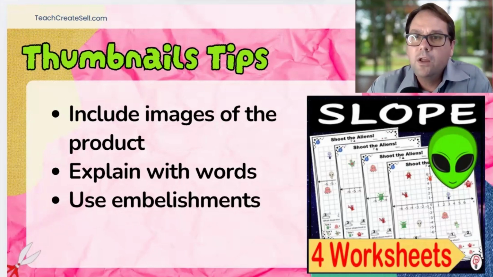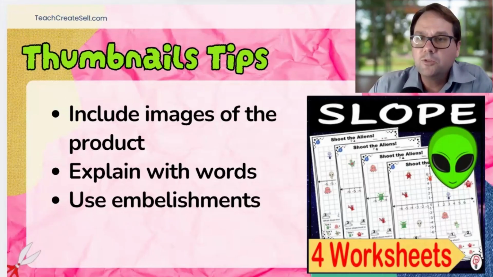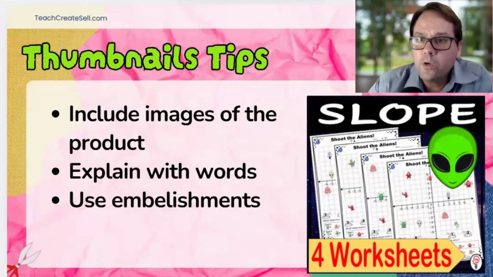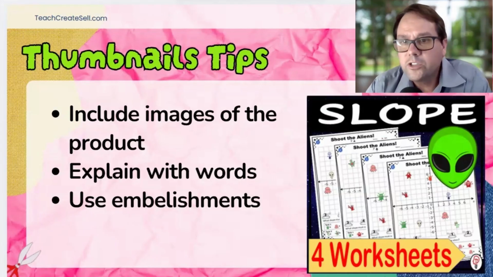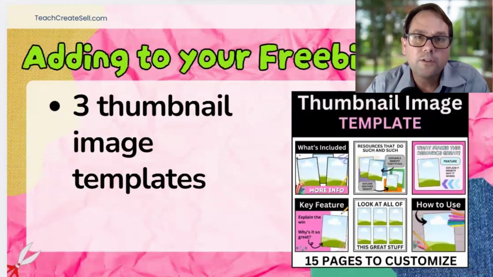This product here is a slope activity. It's a game where they shoot the aliens. The embellishment you see is the alien, and then there are images of the worksheets, but you can't see all of them. This is what I was talking about with overlapping them so that the reader has a good idea. Okay, there are 4 worksheets here. I get a good idea of what they look like, and the aliens are just for fun, of course.